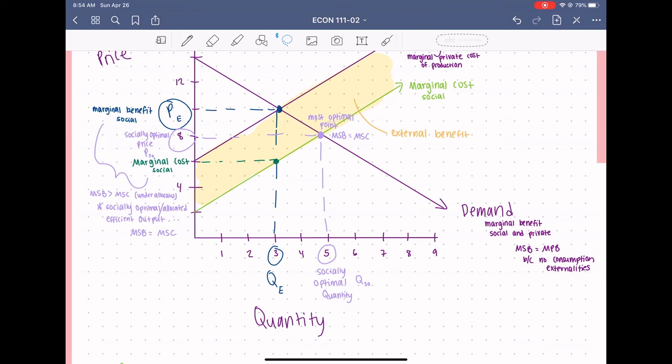So before, in the market, you would want to plant 3 trees so that you would have your equilibrium price of 10, and that would be market equilibrium. But now that you're taking into account the marginal social cost, your new quantity of equilibrium is 5, and your new price is 8.